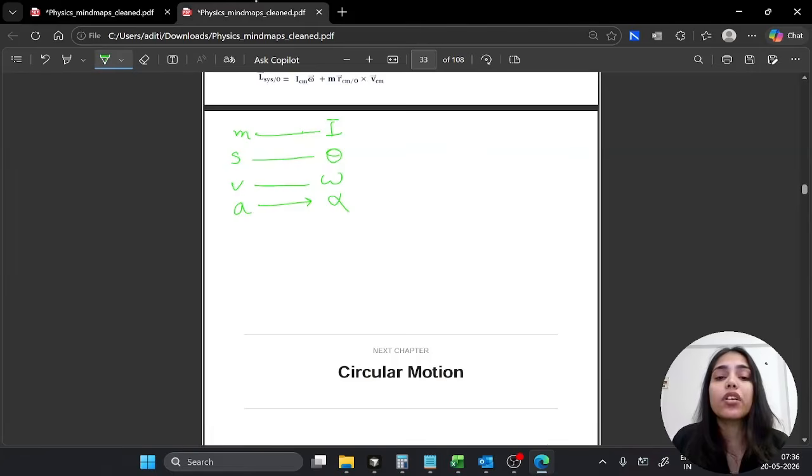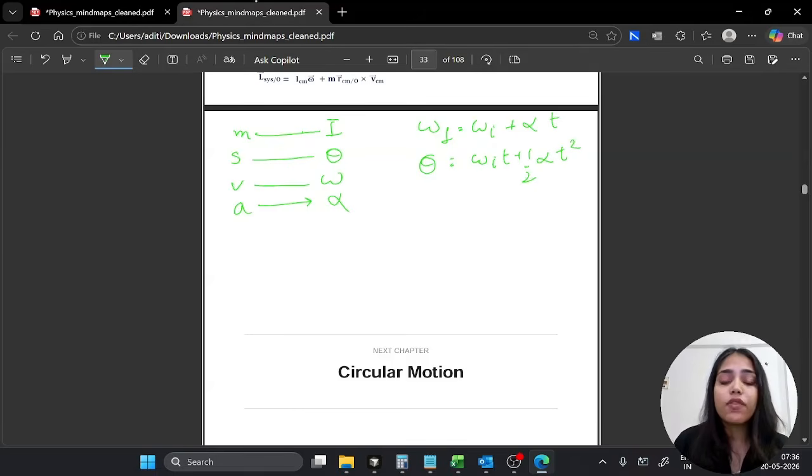So we'll get what? The first equation of motion was v equals u plus at. We can also write it as omega final, or final angular velocity, equals initial angular velocity plus angular acceleration into t, right? Then we have s equals ut plus half at square, or displacement equals omega i into t plus 1 by 2 alpha t square. And lastly, v square equals u square plus 2as, that comes to omega final square equals omega initial square plus 2 alpha theta.